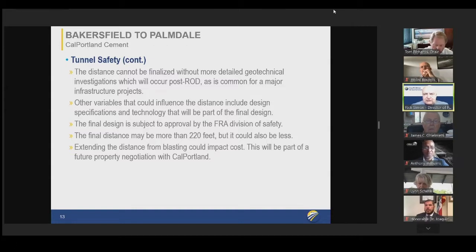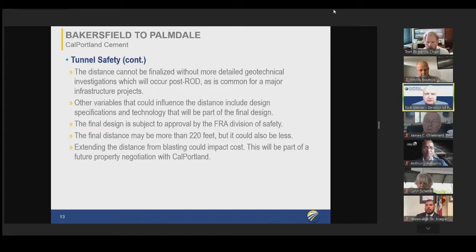This distance is a very complex, detailed calculation based on a lot of factors. The size of the blasting charge, the rock conditions between the blast and the tunnel, the acceptable peak particle velocities that would be experienced by the tunnel structure, and also by the passengers on the trains as they go through the tunnels. There are a lot of factors that go into this, and we intend to do more detailed analysis post-ROD.